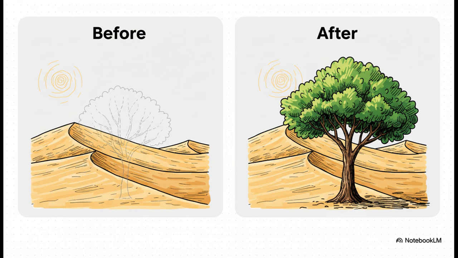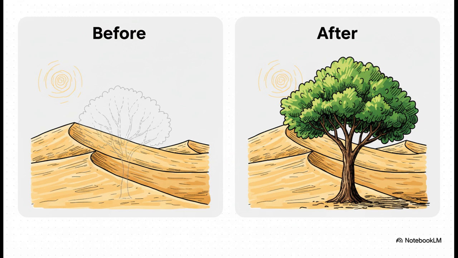Just look at this example. The prompt is a tree in the desert. With just the basic text guidance, you get the desert part, sure, but the tree is more like a faint shadow. It's too timid. But then, with the secret sauce applied, boom, a gorgeous, detailed tree pops right into existence.